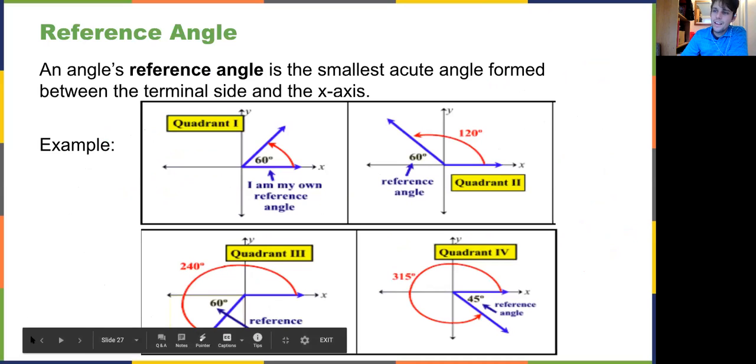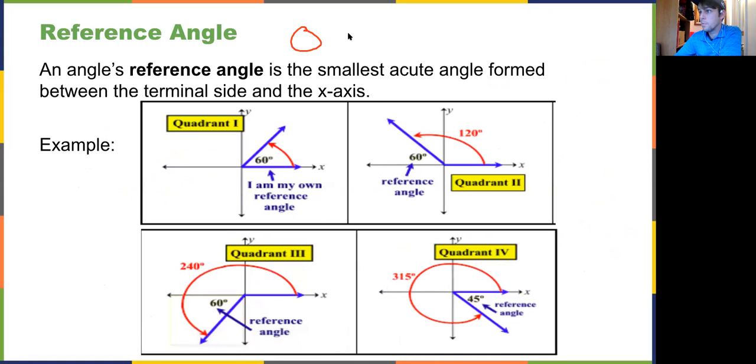All right. Last thing to do today are reference angles. So reference angles are always between 0 and 90 degrees. Or if we're doing it in radians, it's going to be between 0 and pi over 2. That's the equivalent of 90 degrees in radians. So they're always going to be between those two. And every angle has a reference angle.